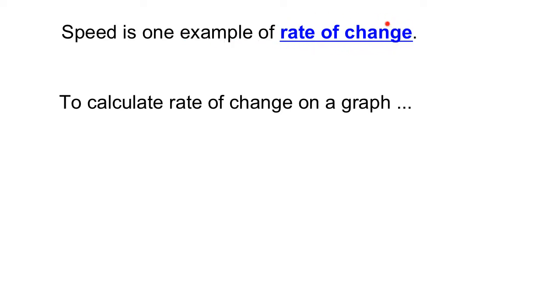So this rate of change is, well, it's a rate, which we talked about in a previous topic, a comparison of different units. So in the case of speed, the units we're comparing are meters and seconds. So the rate is meters per second. And it's a rate of change. So we're looking at how the distance changes as the time changes. So when you have a graph, you can calculate the rate of change.